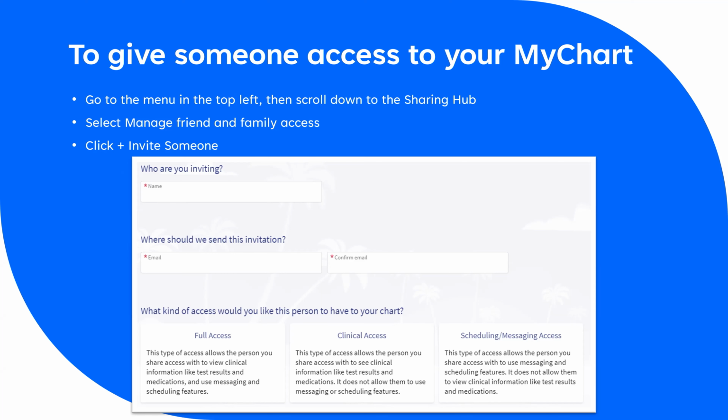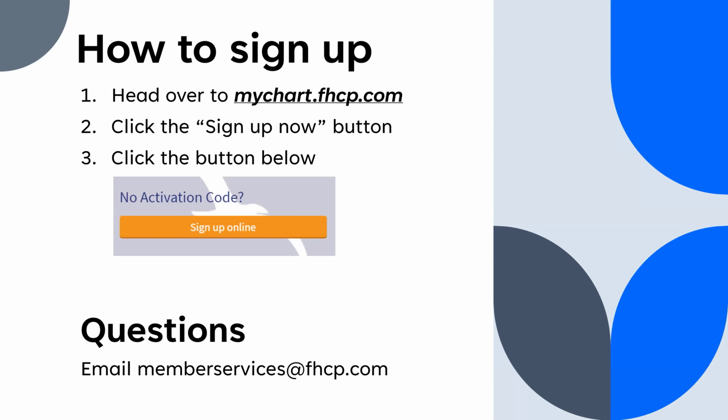Last thing we'll look at here is just how to sign up if you don't already have an account. Go on over to mychart.fhcv.com. There will be an orange sign up now button. Once you click that, then there will be another orange sign up button because you don't have an activation code. That's okay. And that's the button you will press.